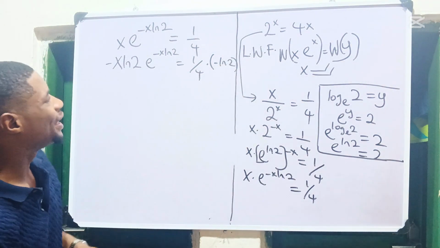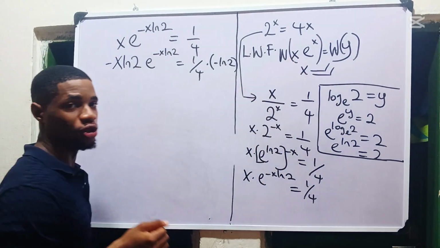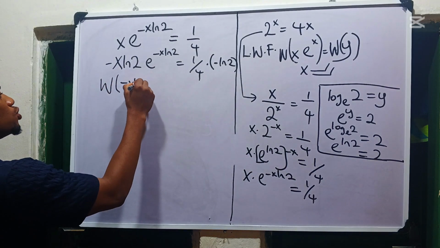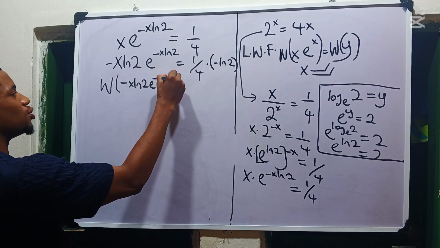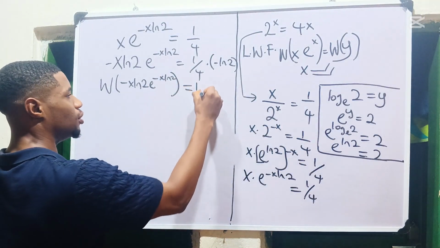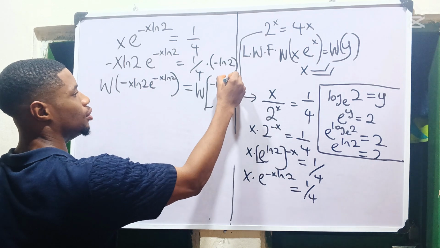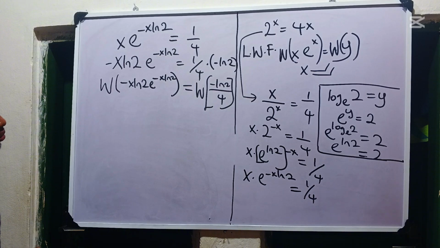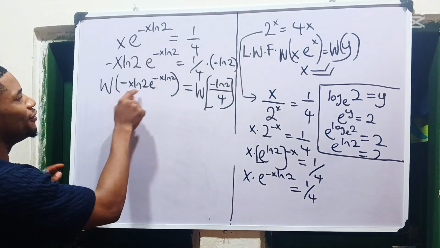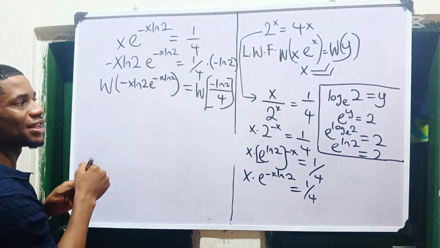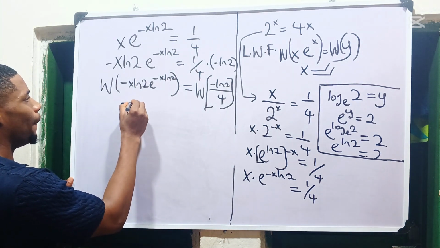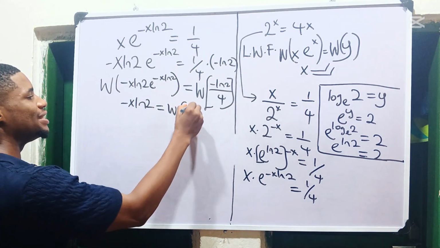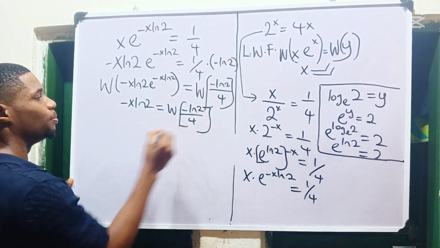Now, continuing from here, we can take the W of both sides at this juncture. Now, we say W of negative x ln of 2 e raised to the power negative x ln of 2 is equal to W of negative ln of 2 divided by 4. Okay? So this is what you have on this other side. Now, from this point, we can say that W of this is equal to negative x ln of 2. So we have that this becomes negative x ln of 2 to be equal to W of negative ln of 2 all over 4. Alright?